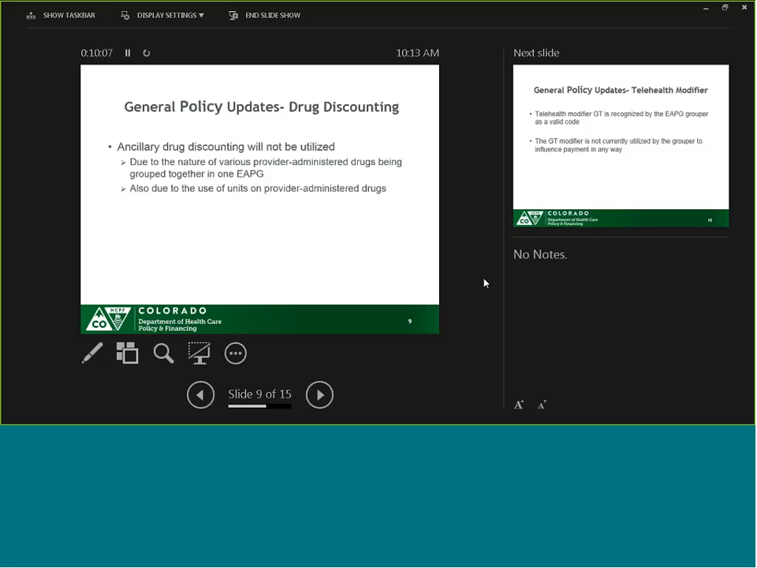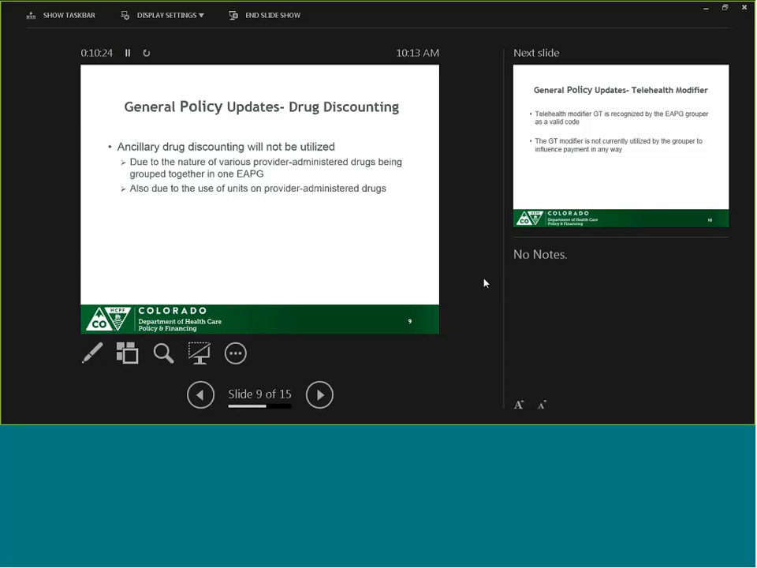And there's other options. You can do it for DME. Obviously, we're not doing DME. We had it turned on for drugs. So what that would mean is that if you saw the same drug EAPG, like 431, on one detail and you see it on another, then the second one would be at 50%.